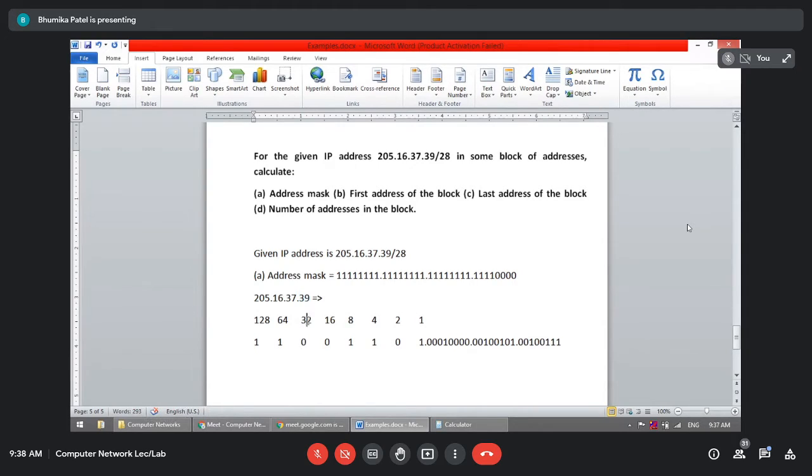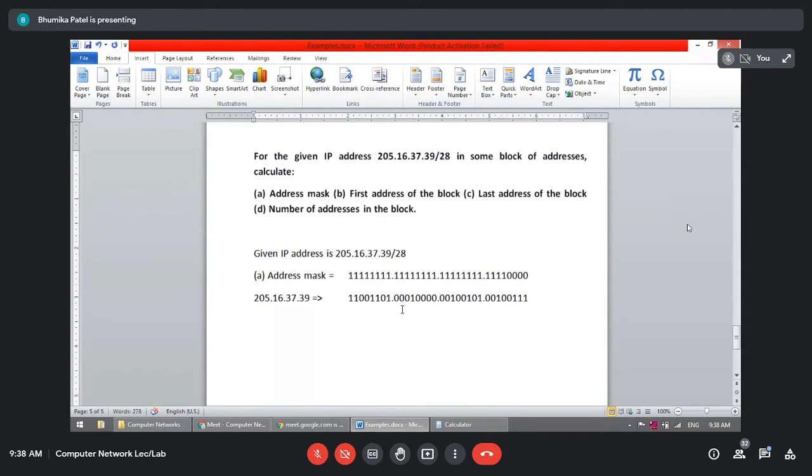You can take 32, then you have to just take 1 0 1, that is 4 plus 1. Total it will be 37, right? So this is the binary. It will not take much time, right? Rather than dividing every time by 2, you can directly perform the subtraction and you will get the binary for any number. Okay.